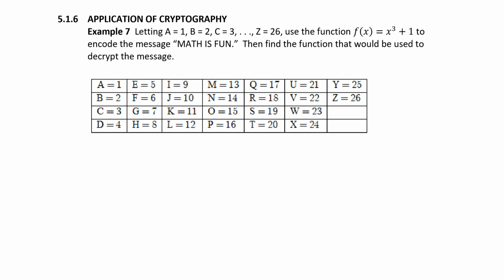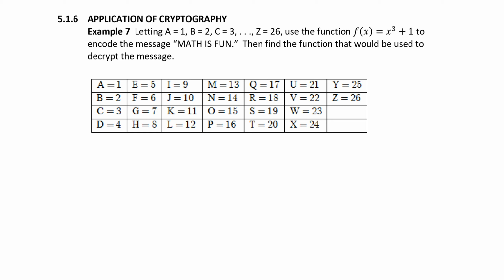In section 5.1.6, we will look at an application of inverse functions to cryptography. In example 7, we're going to begin by converting the alphabet to a set of numbers. This is called an alphanumeric code. So we're going to take the first letter of the alphabet and assume that it represents the number 1. The second letter of the alphabet, B, represents the number 2. So on and so forth, all the way to the last letter of the alphabet, Z, which represents 26.